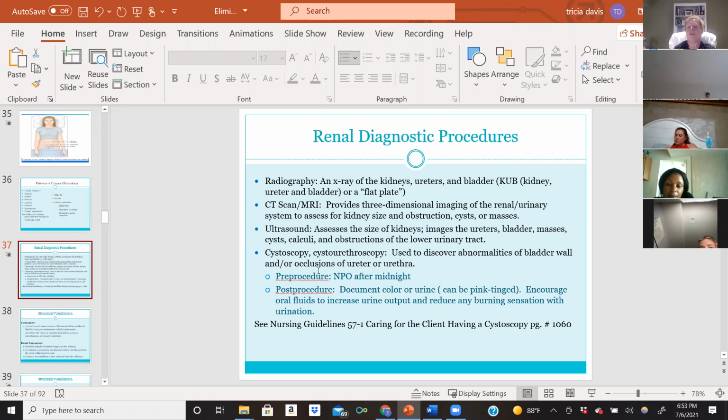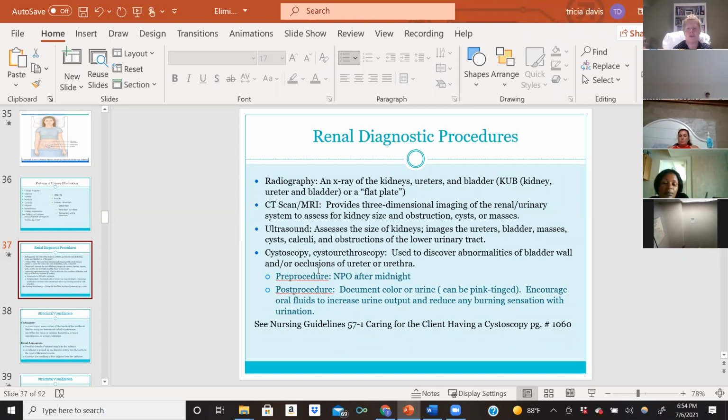We can do an ultrasound to measure the size of the kidneys. It'll give us a very clear picture of the ureters and the bladder. It can help identify if there are any masses in there, any cysts, any renal calculi, so kidney stones, and then any type of obstruction of the lower urinary tract.